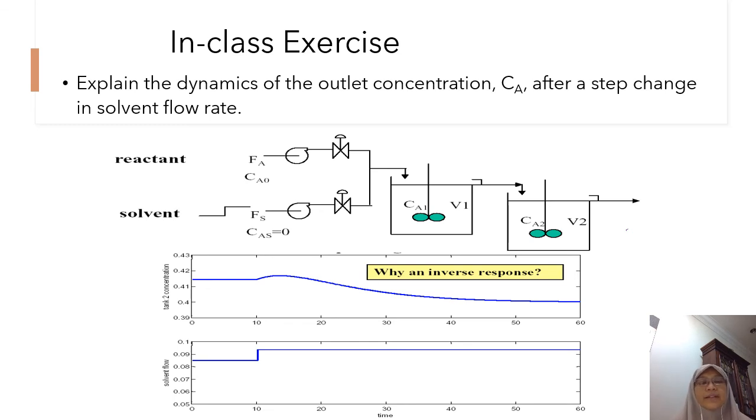As you can see here, when there is a step change in the solvent flow, initially there is an increase in the composition of A in the output, and finally there is a decrease. So what actually happened? What caused the inverse response? Try to think about it and give your explanation.